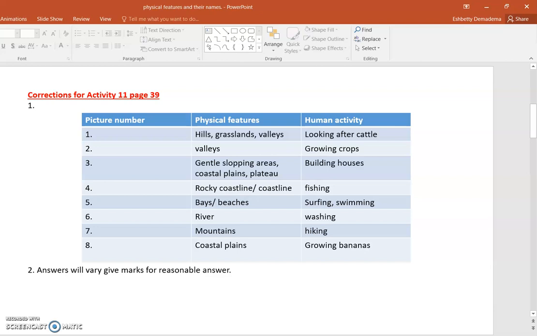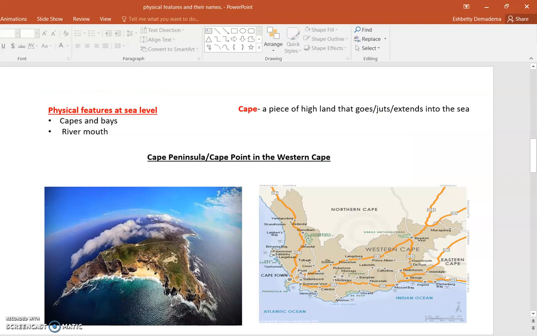So like I said, our lesson for today is going to be on physical features of South Africa and how some of these got their names. We've been dealing with physical features, and I'm assuming now that you understand what physical features are. Our first physical features will be the physical features that we find at sea level. So we've got our capes and our bays at sea level. We've also got the river mouth at sea level.